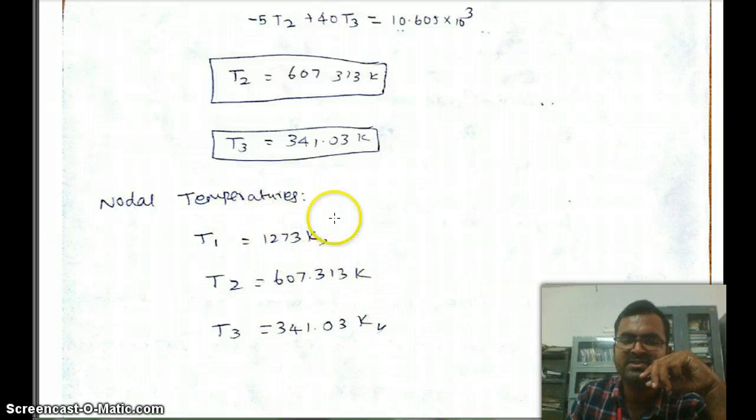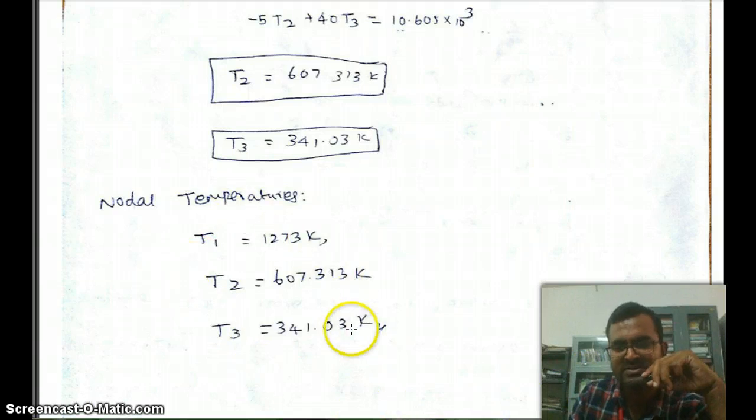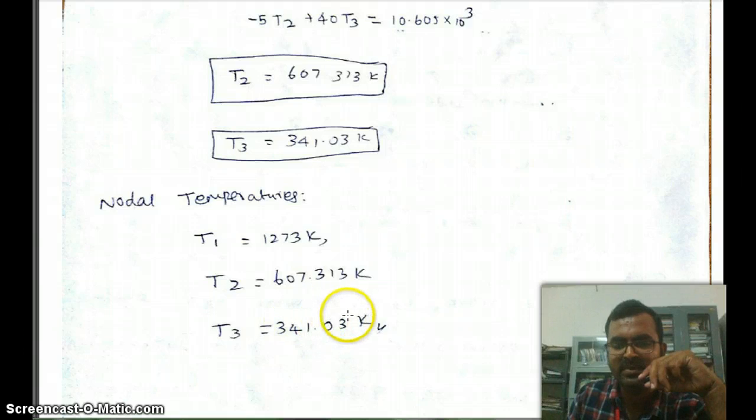So our nodal temperature gradually decreases. The initial temperature value is 1273 Kelvin. After that, with convection at the free end, it gradually reduces. The second nodal temperature is 607 and the third nodal temperature is 341. So this is the way we have to solve the heat transfer problem. Thank you.